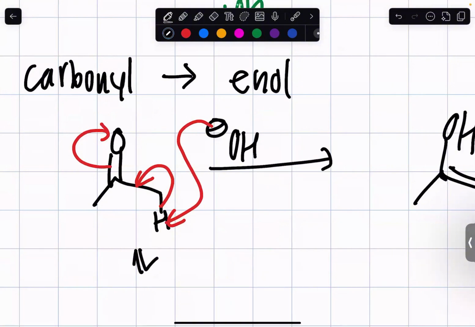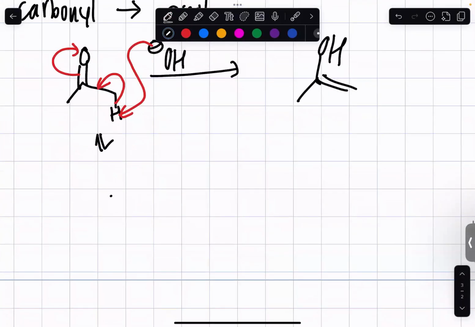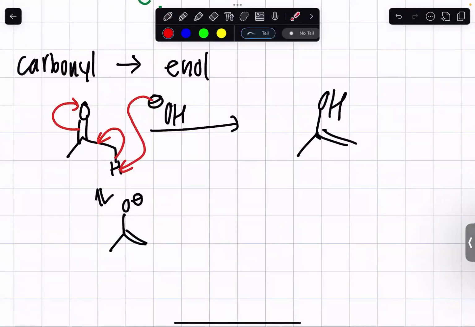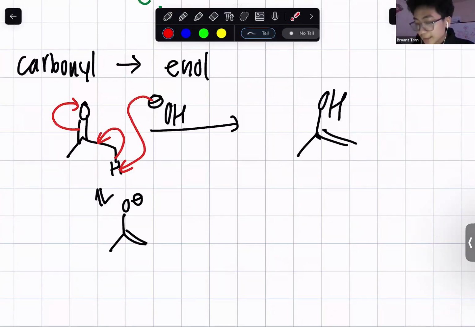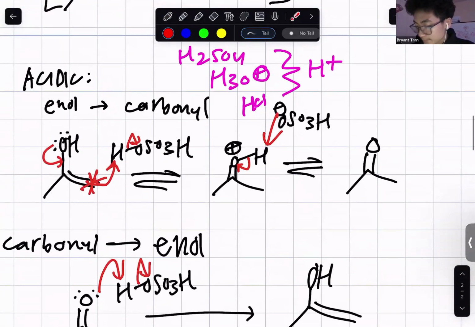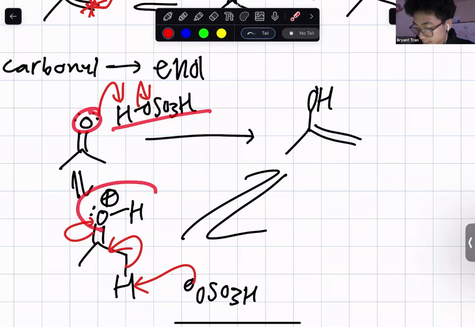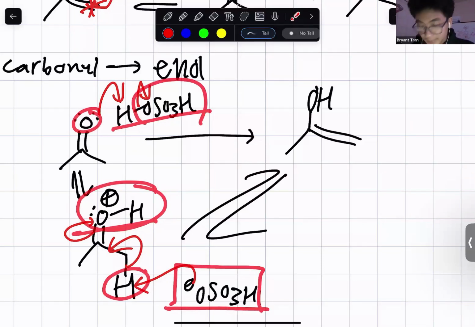So is it always the case with carbonyl to enol that we grab the alpha hydrogen to form that enolate ion? In basic conditions, yes. And also in acidic conditions, yes, right? But in acidic conditions, before we grab the alpha hydrogen, we have to first protonate the carbonyl oxygen to make it positively charged. And then once it's protonated, we grab the alpha hydrogen with the conjugate base we formed in the first step. Yep.